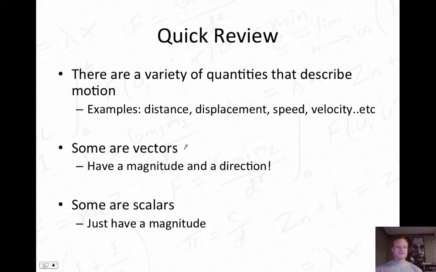And a vector simply is an item that describes motion that has a magnitude, so a numerical value, and a direction. And you may say, well, how is that different than a scalar? A scalar just has a magnitude, it just has a numerical value. So today all we're talking about is vectors. Not going to even worry about scalars, but just to refresh your memories on what a vector actually is.